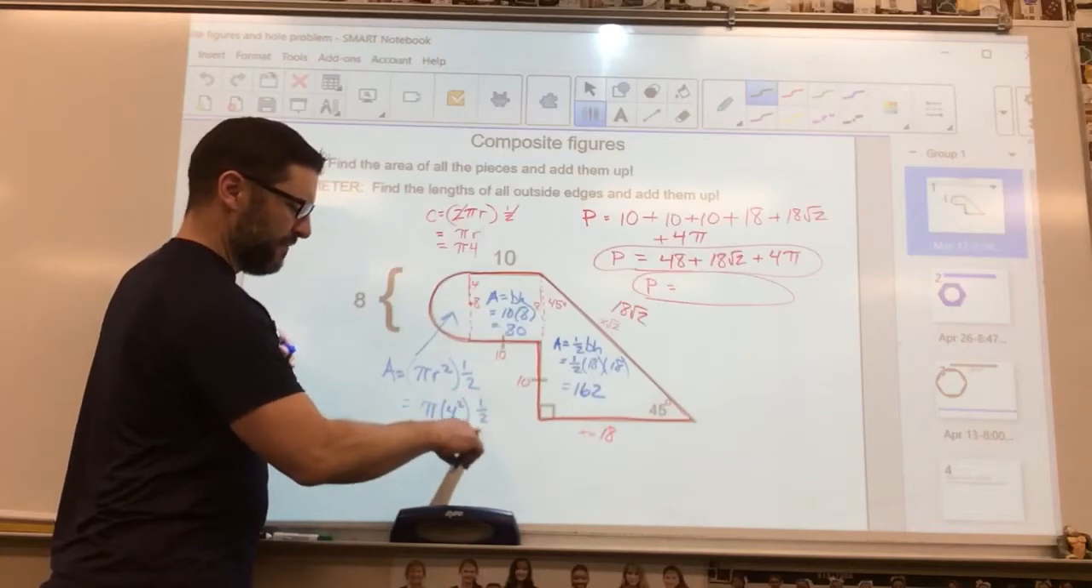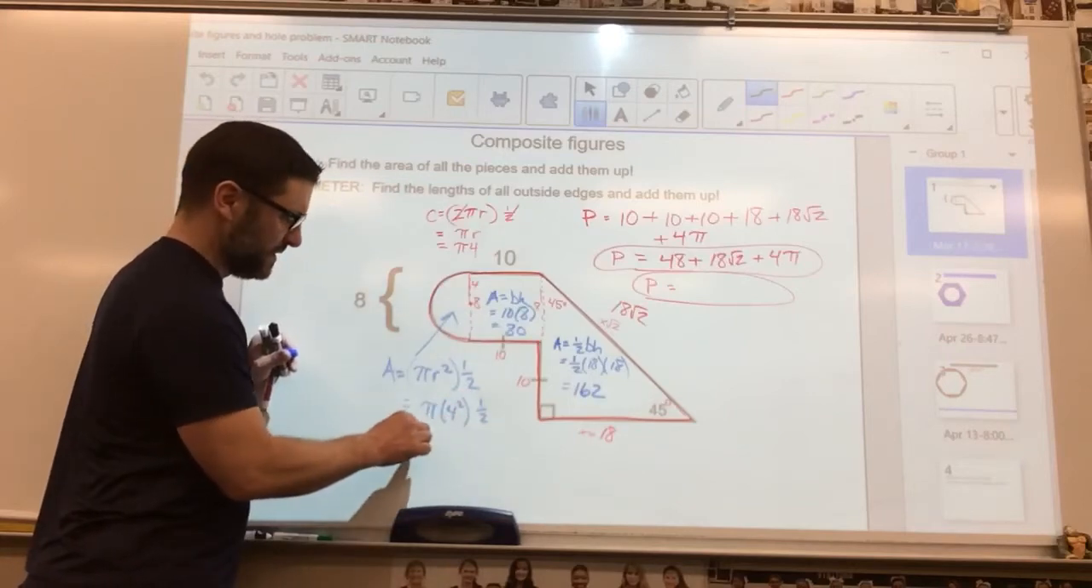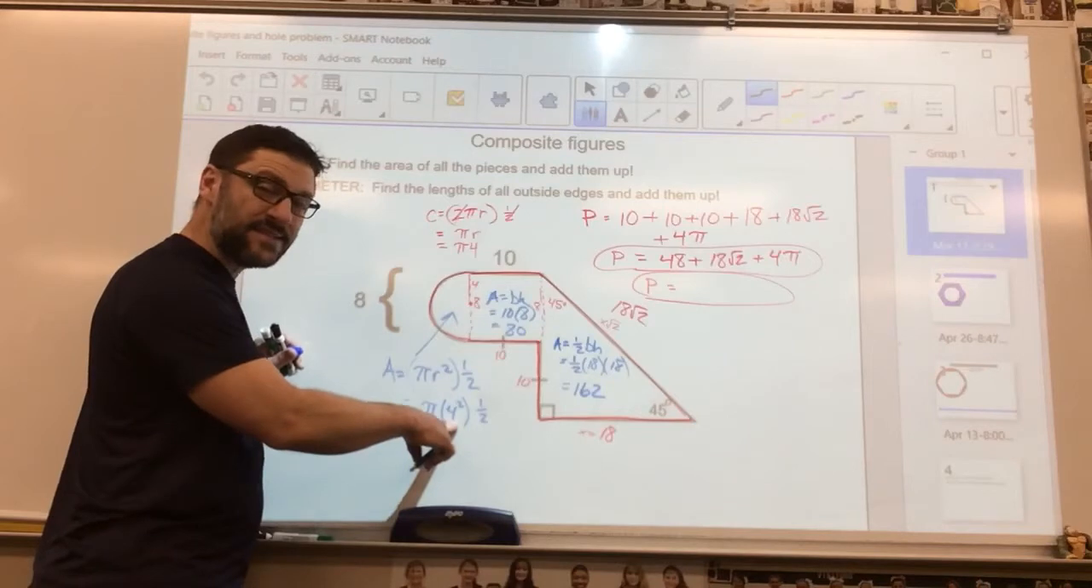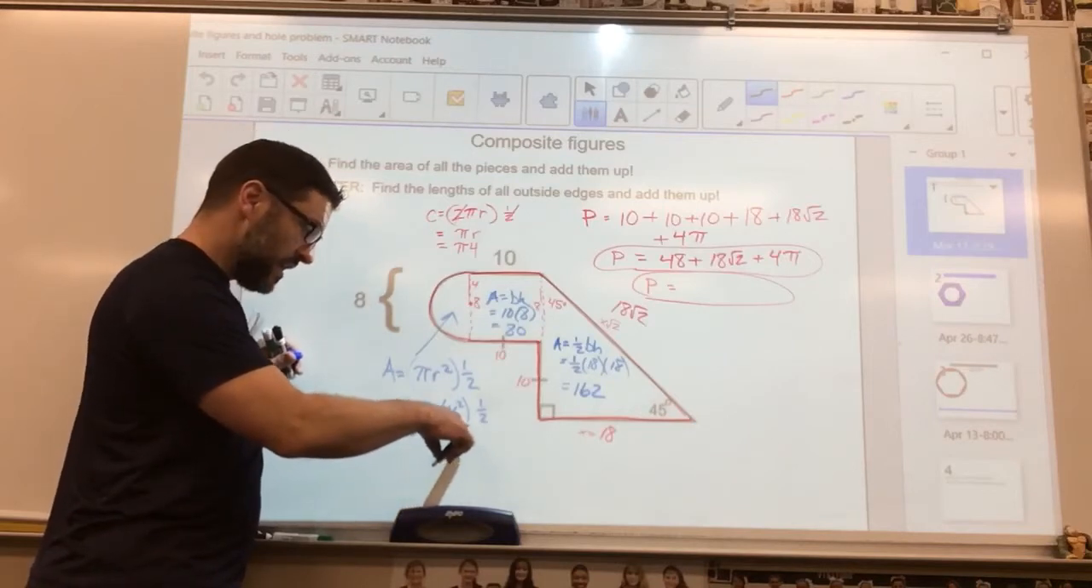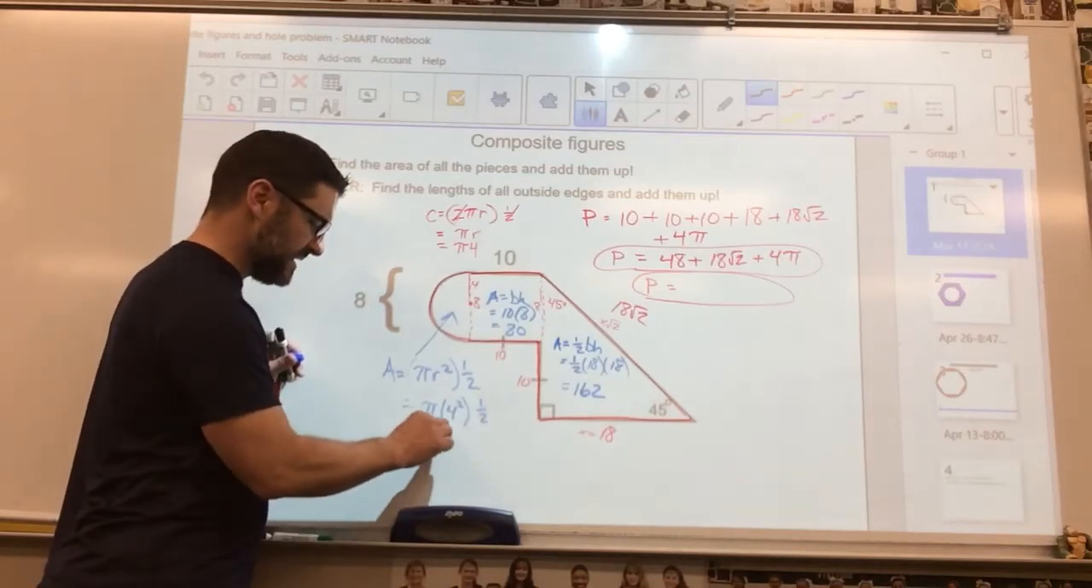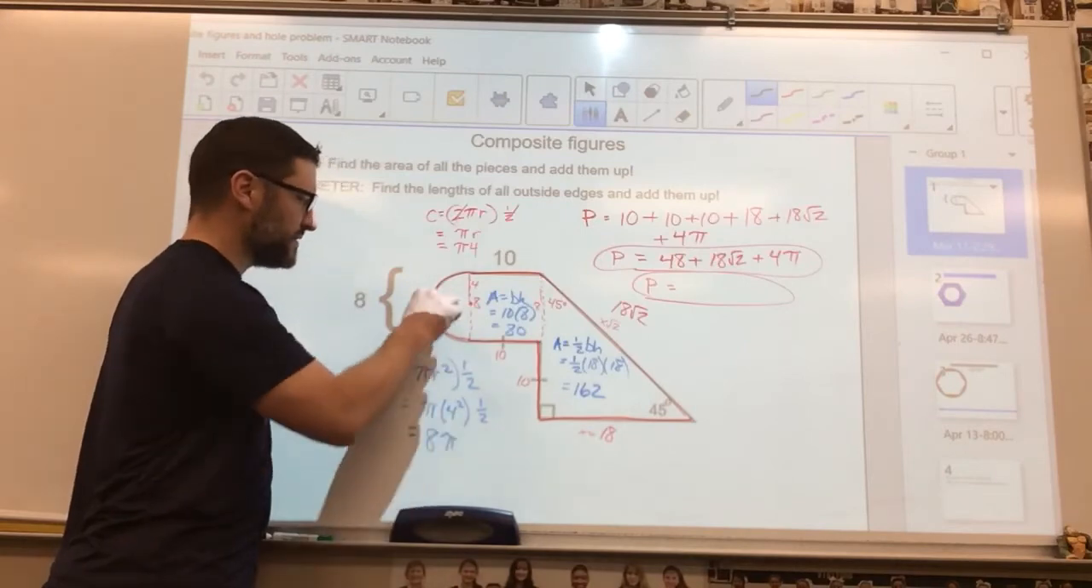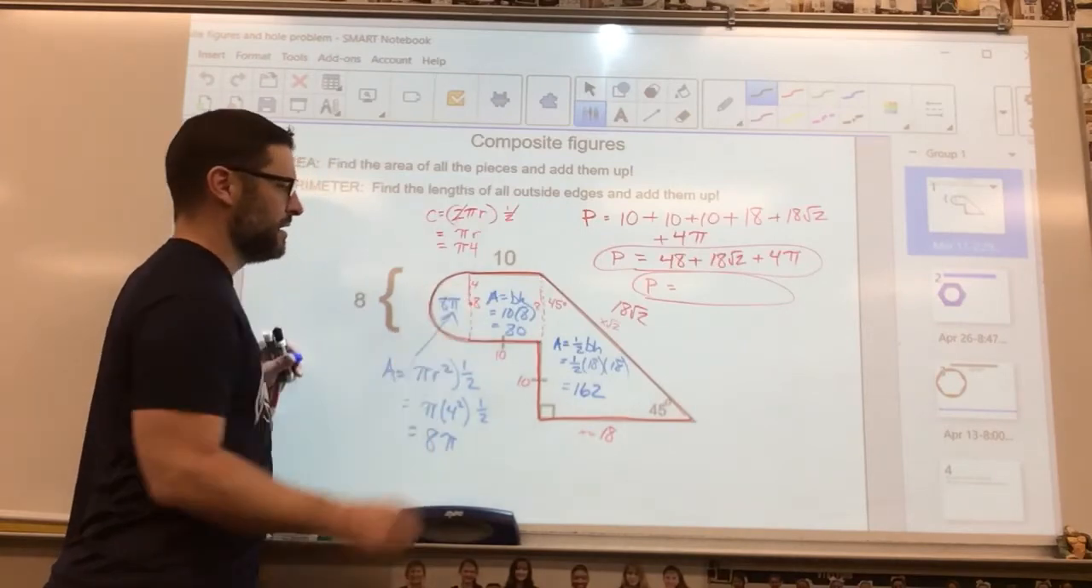I can't take half of 4 now. I have to square it first. So I'm going to square 4, and I get 16. And half of 16 is 8. So it's 8 pi square units. This part is 8 pi square units.